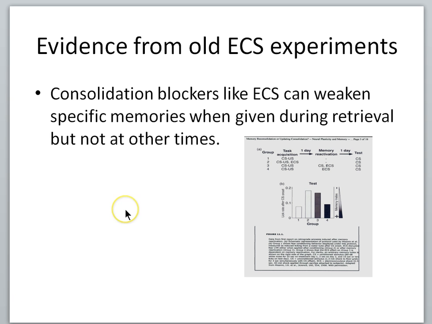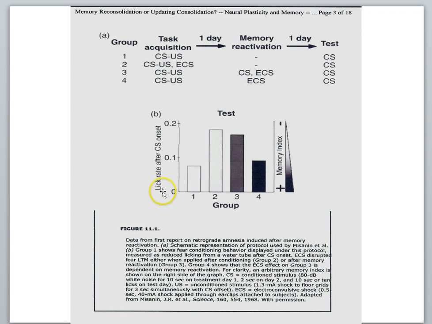Now, Nader was working in the early 2000s, but the concept of reconsolidation predates that. In fact, there were older experiments using ECS. And the idea is that consolidation blockers like ECS can weaken specific memories when given during retrieval, but not at other times. And here's the logic of an experiment like this. It'll be a rat study, and the rats are going to be learning a fear memory, and to assess the level of fear, they're going to be measuring lick rate after the CS onset.